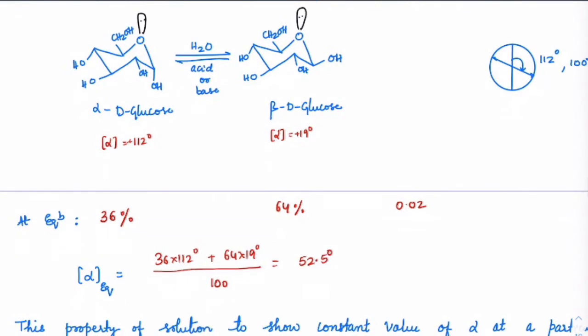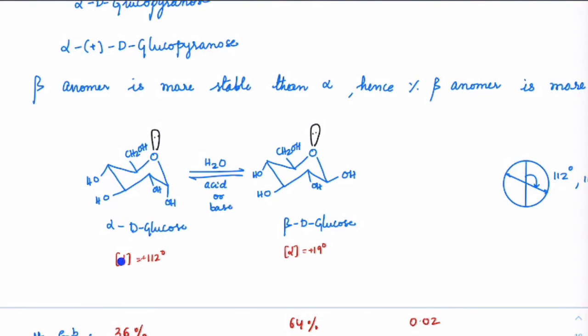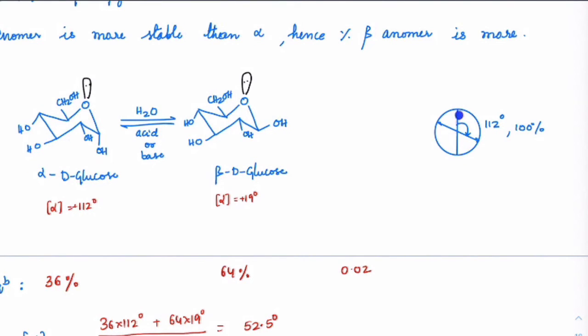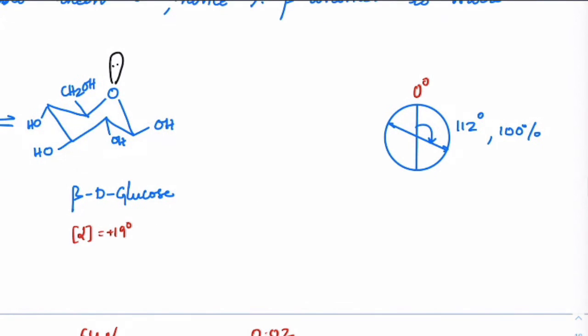If you take the pure form, it will show a reading. If you take this form, it will show a reading. But on the polarimeter, suppose this is angle 0, 0 degrees. In the solution, what would happen? Initially, the reading will keep moving left, right, left, right, clockwise, anti-clockwise. And once it reaches equilibrium, it will set the reading at one point, and this angle will be around 52 degrees. I hope you understood that point.